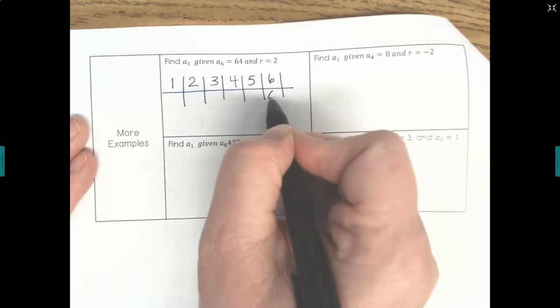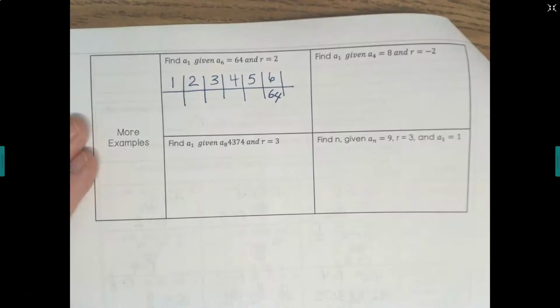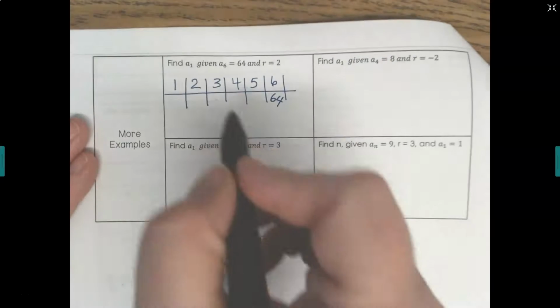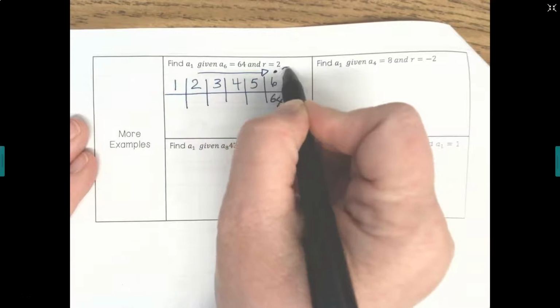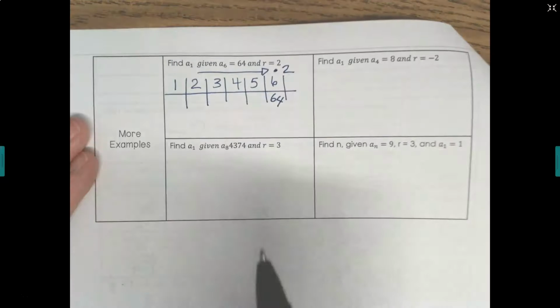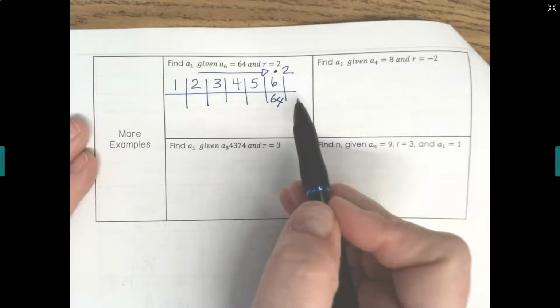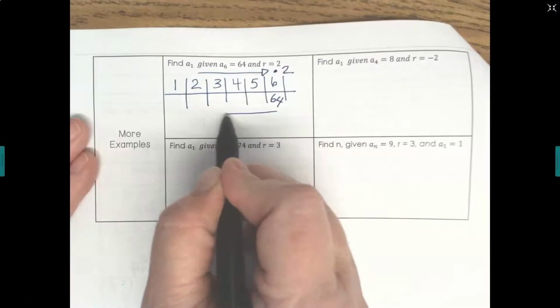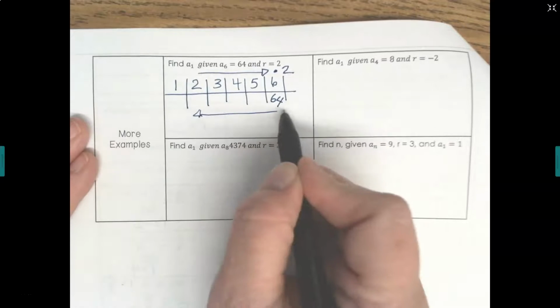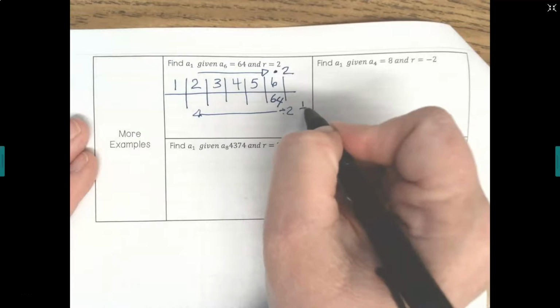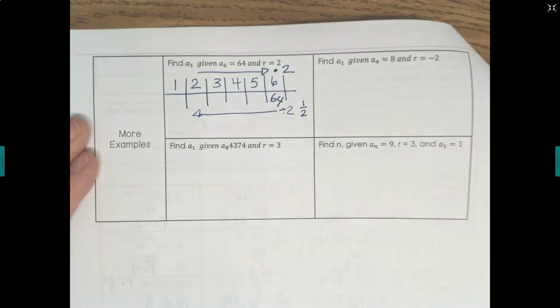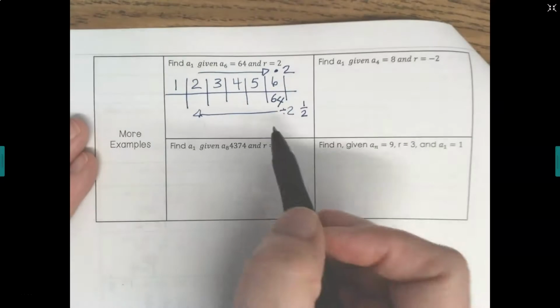So the sixth term is 64. And the common ratio was 2, meaning when I was going this way, I was multiplying by 2. So if I'm multiplying by 2 going to the right, that means I do the opposite going to the left, which will be divide by 2, which really is multiplying by 1/2. So we're just going to follow the pattern.